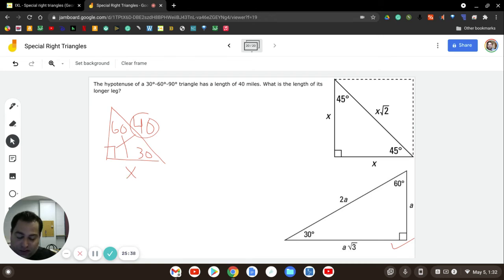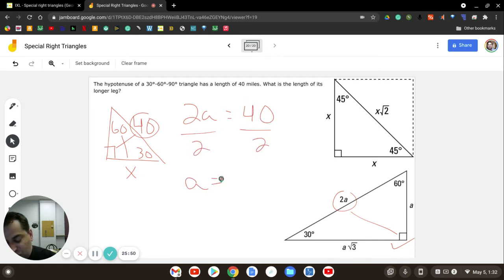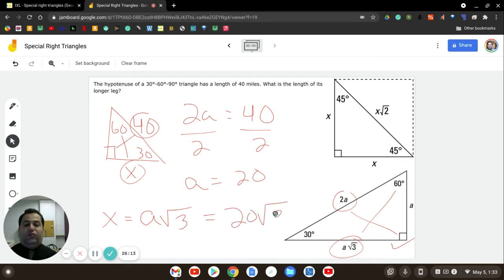So the side opposite 90 is 40. Opposite 90 is going to be 2a, so 2a equals 40. Divide both sides by 2, and I get a is equal to 20. Now I need to find the side opposite the 60. Opposite 60 is a times the square root of 3, so x is equal to a times the square root of 3. A is 20, so this is going to be 20 square root of 3.